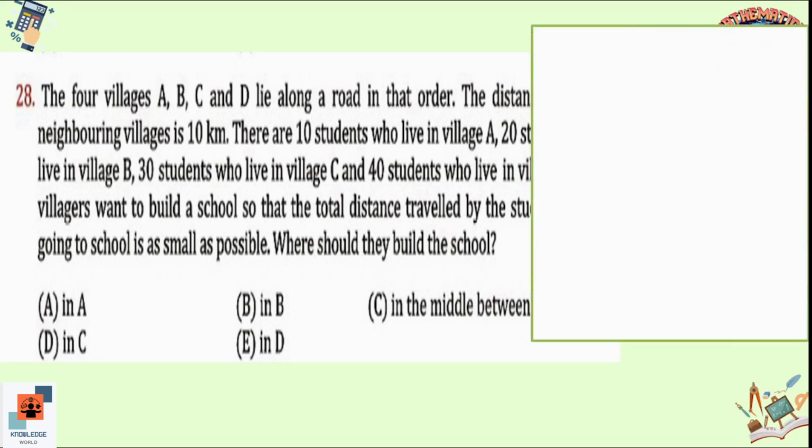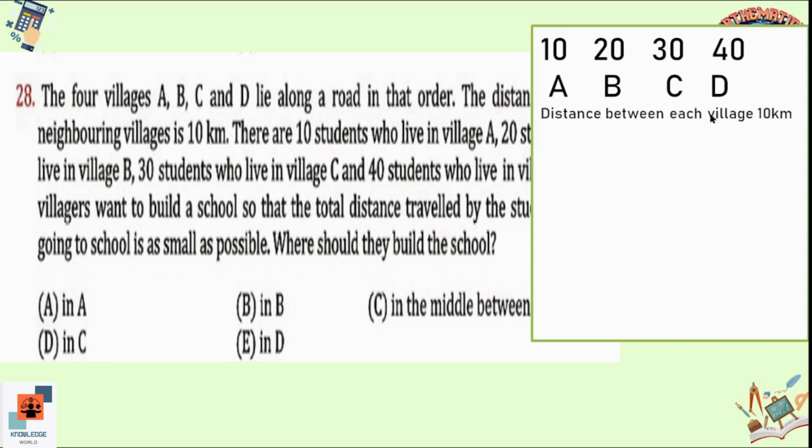We know that 10 students are in village A, 20 are in B, 30 in C, and 40 students are in village D. And the distance between each village is 10 kilometers. So if the school is built in village D, then 10 students of village A will have to travel 30 kilometers. And the 20 students of village B will have to travel 20 kilometers. And the 30 students of village C will have to travel 10 kilometers.